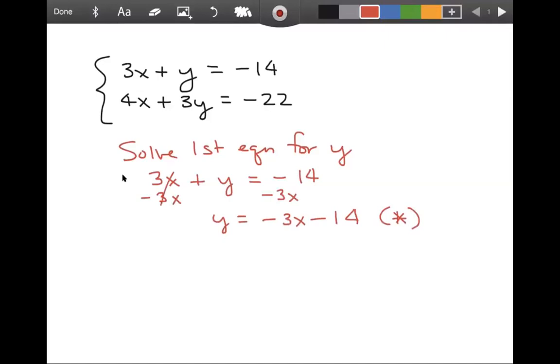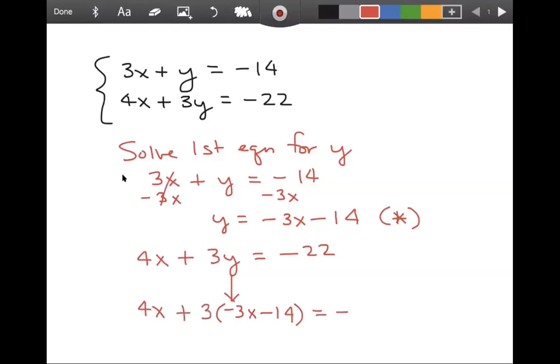And since that equation came from the first equation, we need to make the substitution in the second equation. So from this point on, this is pretty similar to the last example. Okay, so we have 4x plus 3y equals -22. I'm going to take out this y and replace it with -3x minus 14. So we have 4x plus 3 times -3x minus 14 equals -22.